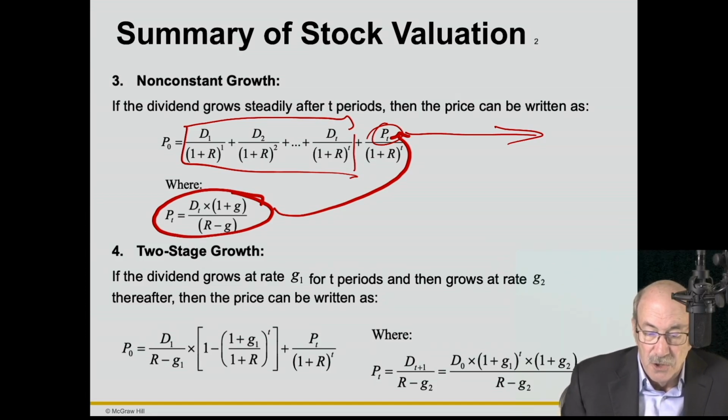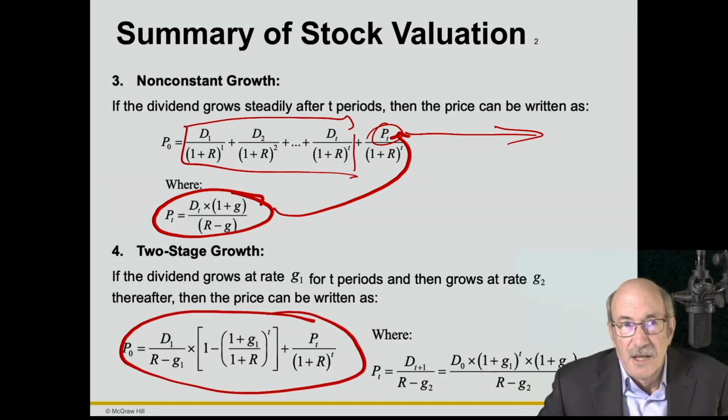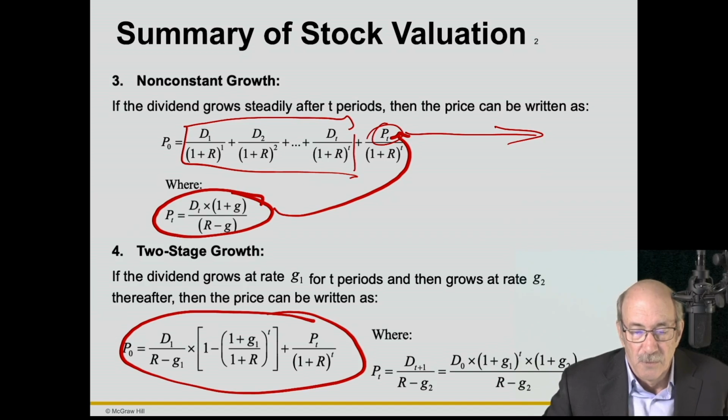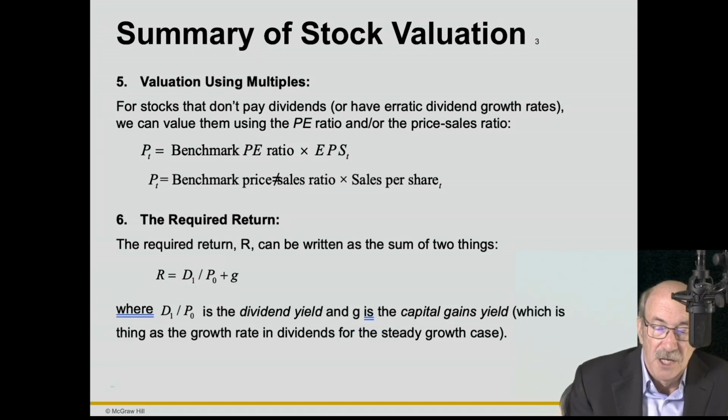Then we have the two-stage method, which allows us to value a company that has maybe a supernormal short-term growth rate followed by a lower long-term growth rate. And then we use the relative valuation method. Here we're taking simply the benchmark PE ratio times the earnings per share.